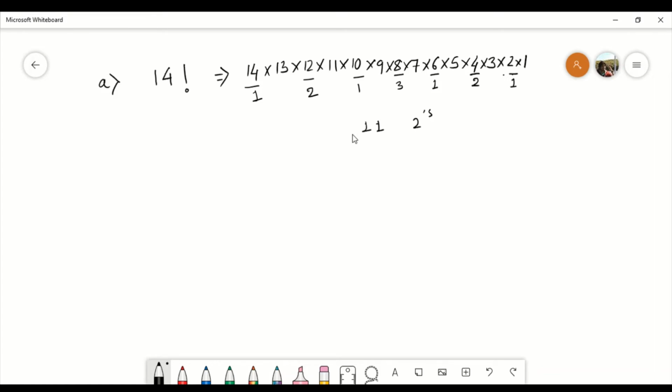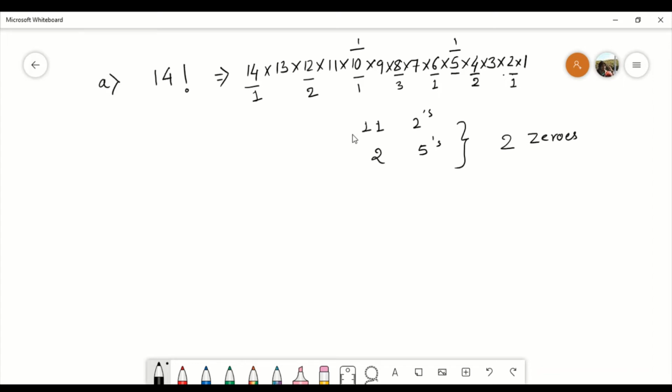How many 5s do we have? We have one 5 here, one 5 here, so this is 5, and we have one 5 here. That's it, right? So we have 2 fives. So how many zeros will this have? This will have 2 zeros. Whenever this is solved, it will give us only 2 zeros, right?